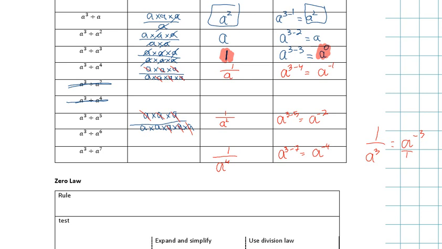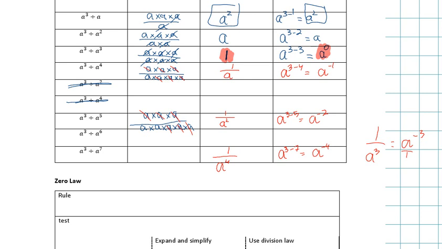When you have a negative exponent, remember it's the negative exponent that affects the base. You can only leave it as a negative? No. The question will always ask you to leave your answer with a positive exponent.